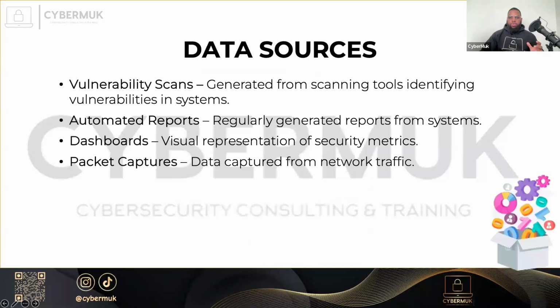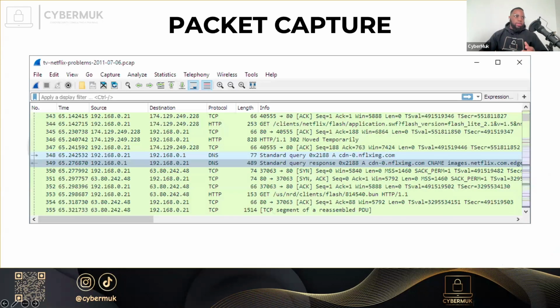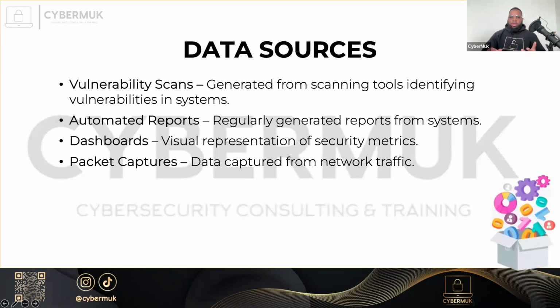And you have packet captures. Packet captures are data captured from network traffic. They're used for deep analysis of network communication. They help identify anomalies and investigate incidents. You have packet captures with a tool like Wireshark. They capture everything that happened in the network at a millisecond, and they show you exactly what happened. So these are different sources of capturing information. Vulnerability scans include details on discovered vulnerabilities, the severity, and recommendations. Automated reports are regularly generated from security tools. Dashboards provide real-time monitoring and insights into the security posture, and packet captures are used for deep analysis.